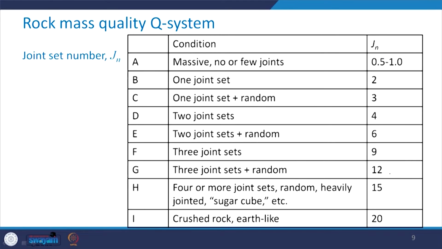So, once again look at this table: 2 joint sets, rating 4; 3 joint sets, rating 9; and if you have 4 joint sets, if we go strictly by that definition, it should be 16. But since it is approximately equal to, the rating is assigned as 15 for 4 or more joint sets, random, heavily jointed or sugar cube kind of rock mass.